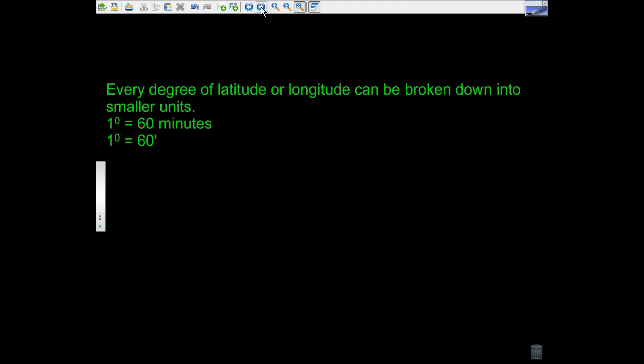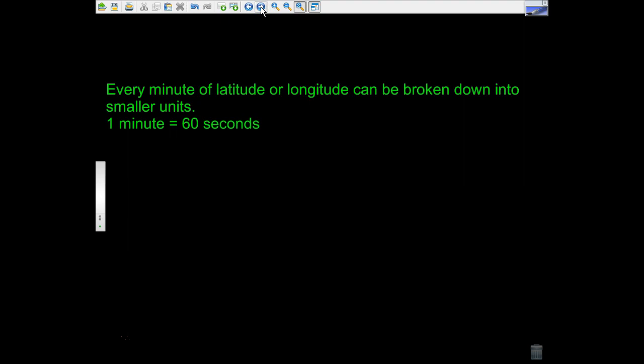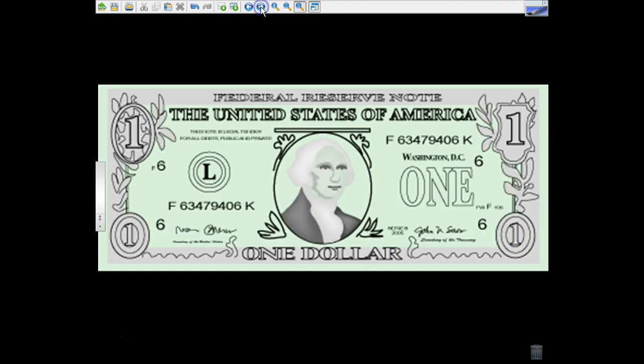Another way to write it is 1 degree is 60 minutes, with that little dash line in the upper right hand corner next to the 0. And then of course, if we want to break that down even further, each minute can be broken down into 60 seconds. And that's the way you could write it. 1 minute equals 60, and then with 2 dashes, that's the sign for seconds.